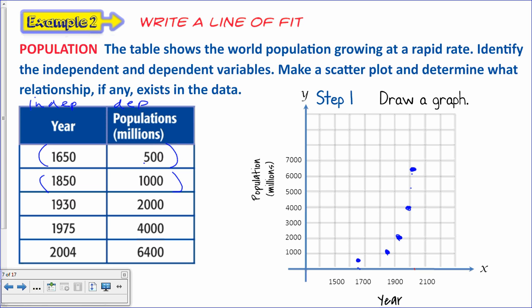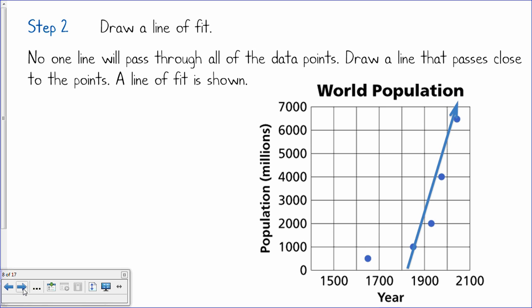Okay, so now there's your scatter plot. Basically, if I want to draw a line of fit through that, I want to get as close to the middle as I could possibly get here. All right? So a line of fit would look like that. Okay, you guys draw that through there. I don't know if that's on your list. Draw your line of fit. It's going to be right through here.